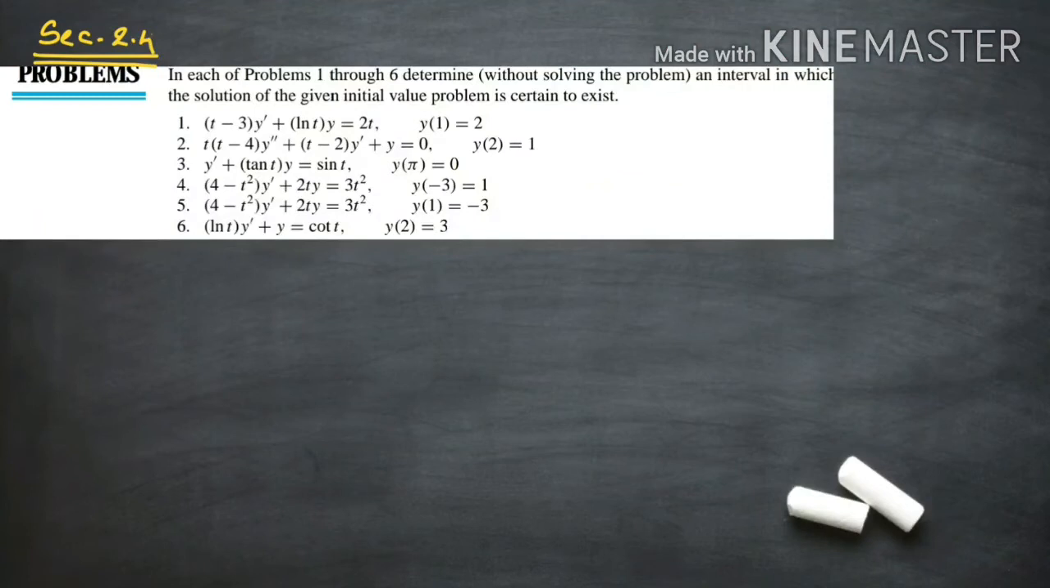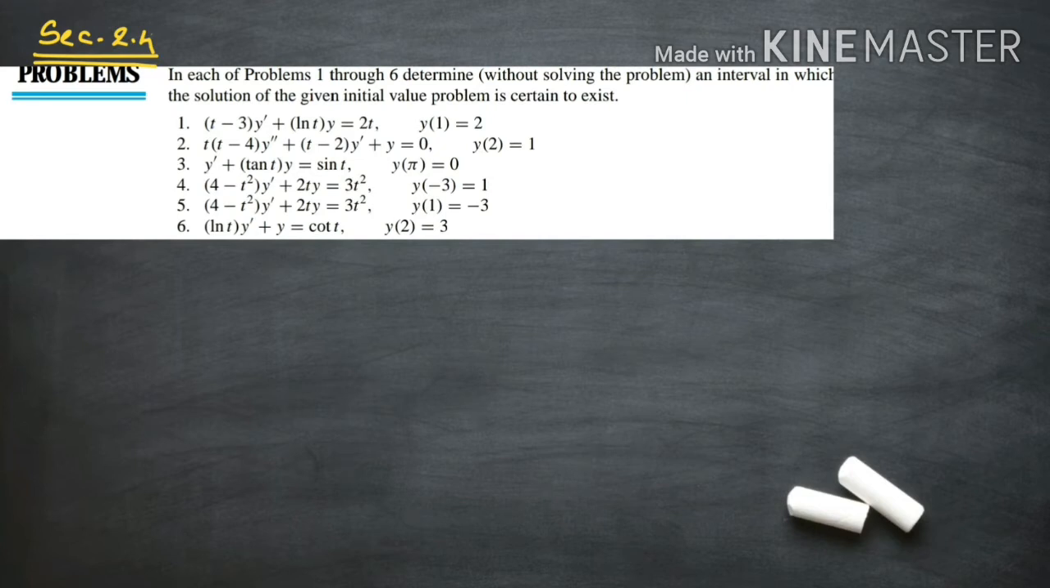Hi all, in this lecture we will discuss the problems of section 2.4, differences between linear and non-linear IVPs. So let's continue with the first problem. The problem is, for problems 1 to 6, you have to find an interval in which the solution of the given IVPs is certain to exist.